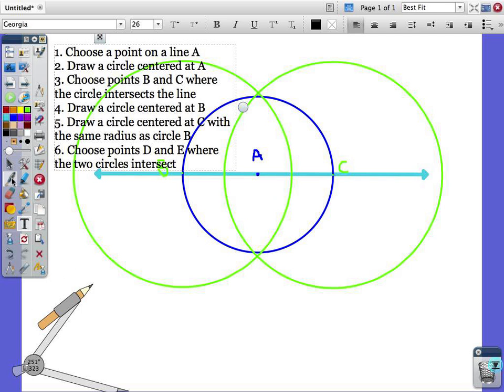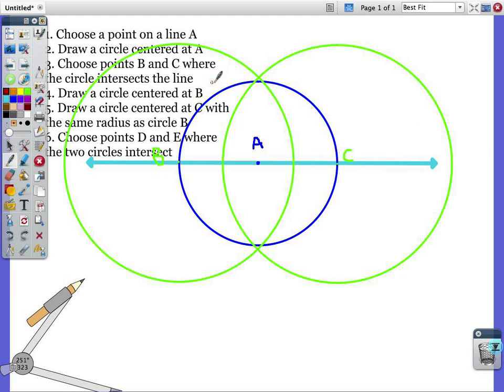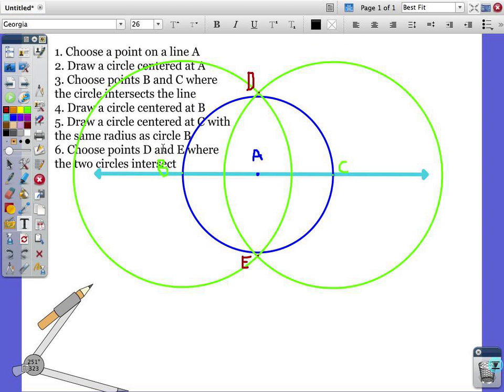Okay. So I have a point here. That's D. And a point here. That's E. And then you connect them. Draw line DE.